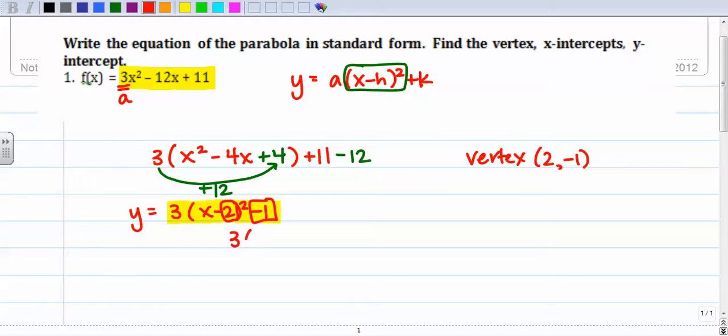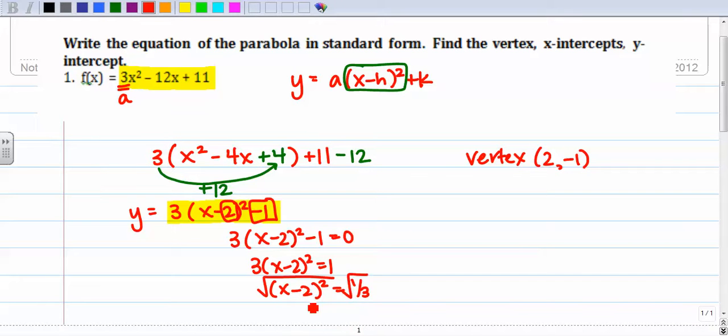So if I take the new one, I have 3 times (x minus 2) squared minus 1 equals 0. Add over the 1, so 3 times (x minus 2) squared equals 1. Divide by 3, so (x minus 2) squared equals 1/3. And then take a square root. So x minus 2 equals, don't forget your plus or minus, square root of 1/3.